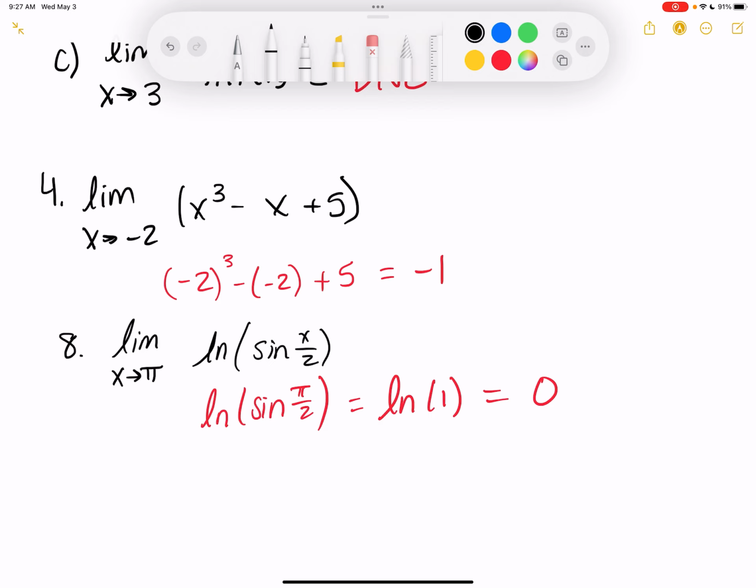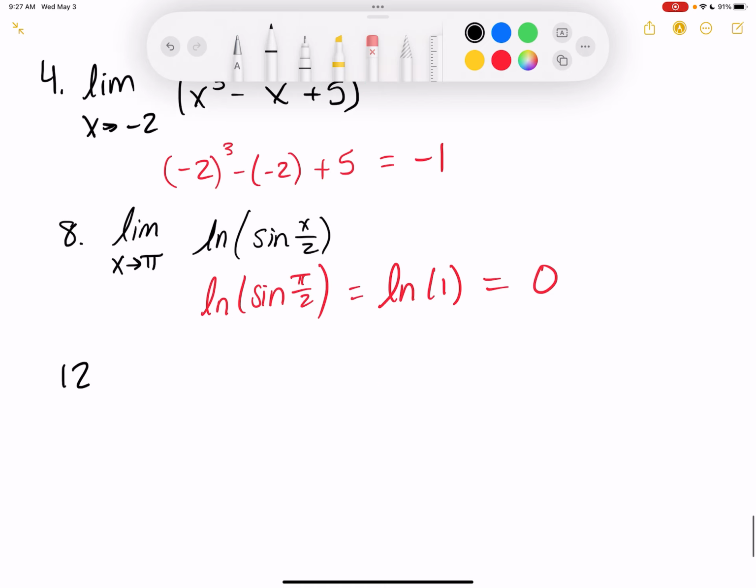All right, next one. Explain why you cannot use substitution to find the limit, and then find the limit algebraically if it exists. The limit as x approaches 3 of x squared minus 9 over x squared plus 2x minus 15.